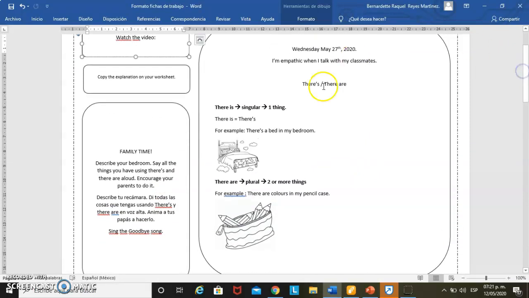You are going to copy this on a worksheet. Recuerda que no es necesario que lo imprimas. Lo puedes copiar en tu ficha de trabajo, ¿ok?